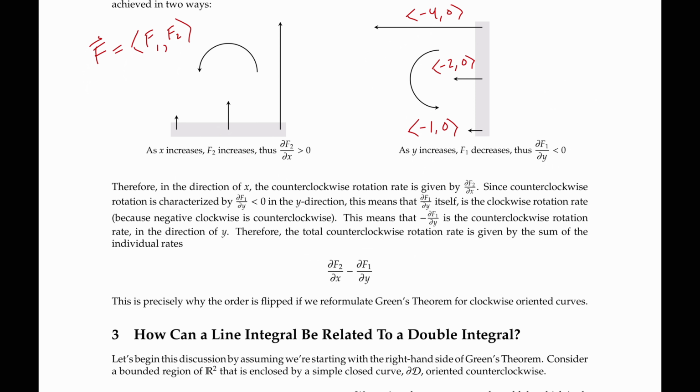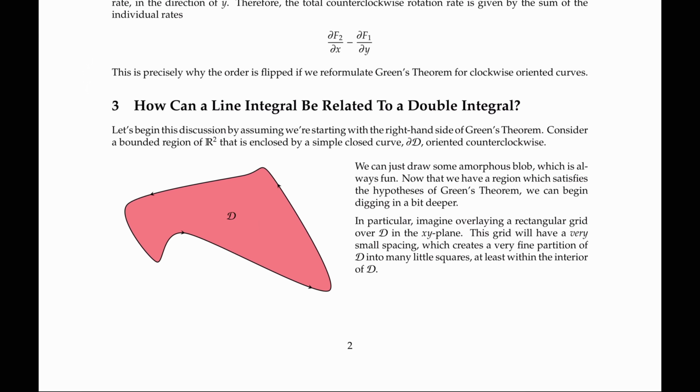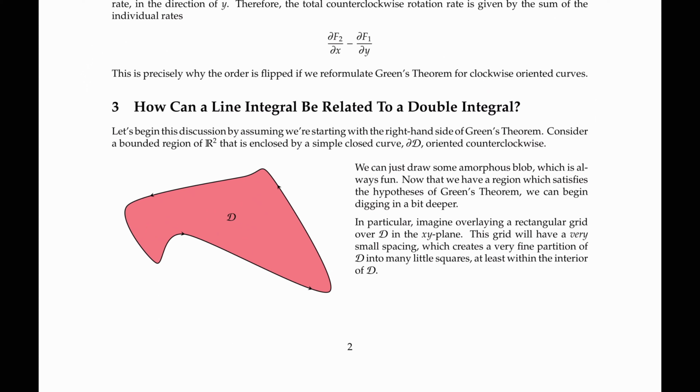So if we now look further down here, how is a line integral related to a double integral? Okay, so let's imagine we've got some domain that satisfies the hypotheses of Green's theorem. So we have a bounded region, and that region is bounded by a simple closed curve, and it's oriented counterclockwise. You can see that by the orientation markings drawn on the curve.